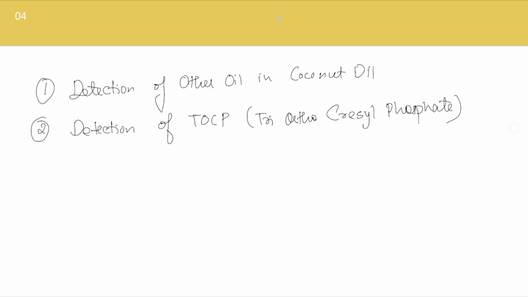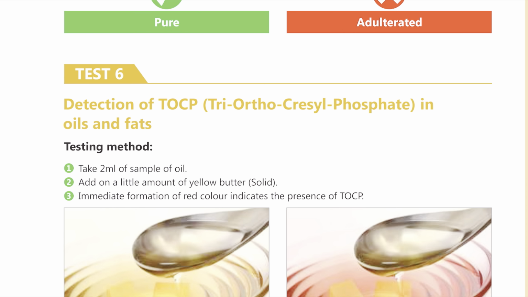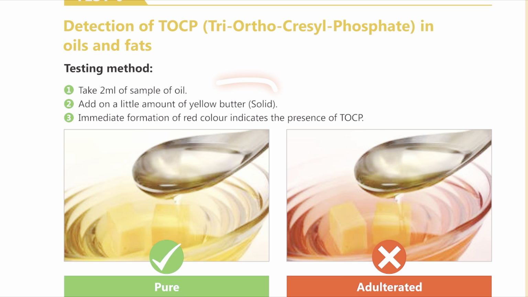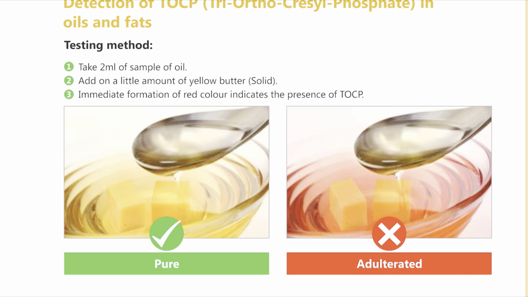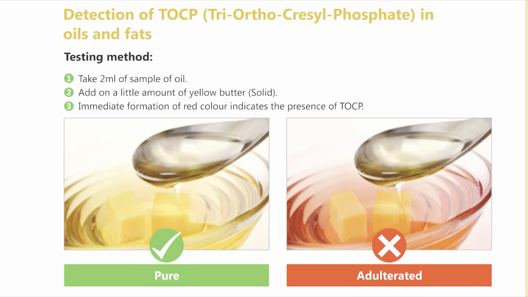The second test is detection of the TOCP. So TOCP is basically the triorthocresyl phosphate. So in this test, you can see that we will take 2 ml of sample of oil, and we will add a little amount of yellow butter, that is a solid butter. And if there is an immediate color change to reddish one, which means that it is adulterated, and if there is no change, which means that the oil over here is actually pure.